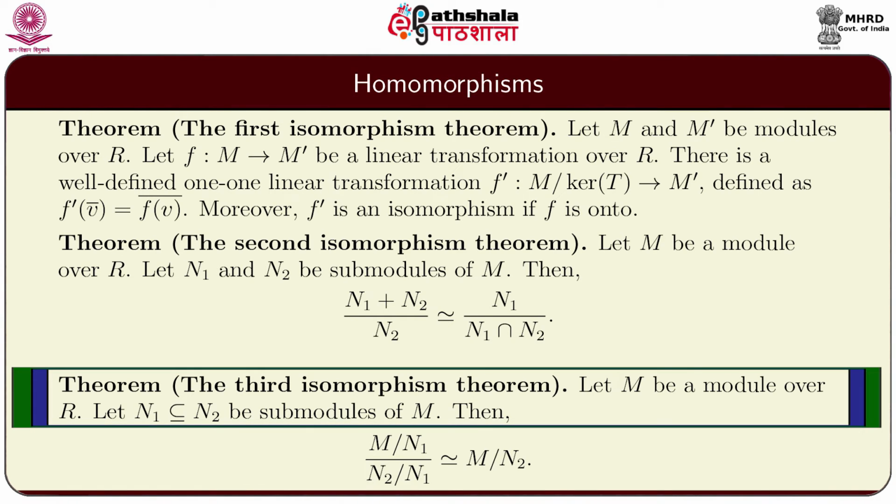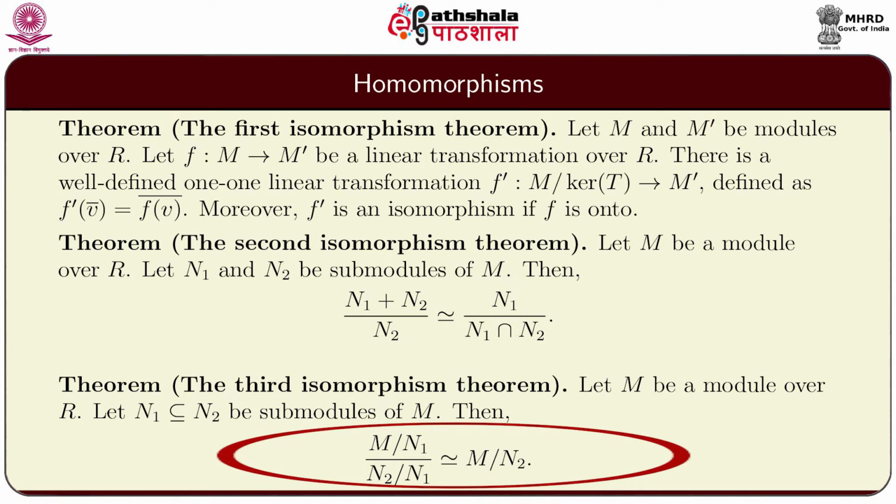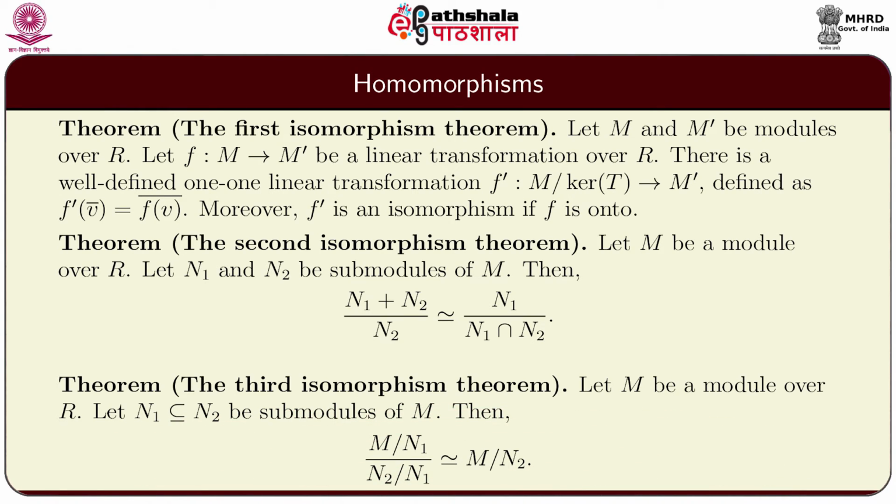And the third isomorphism theorem, which says that if M is an R module and N1 contained in N2 are submodules of M, then the quotient module M mod N1 modulo N2 mod N1 is isomorphic to M mod N2. Here also M mod N1 makes sense because N1 is a submodule of M, and again N2 mod N1 makes sense because N1 is contained in N2 as a submodule, and then we have this isomorphism.